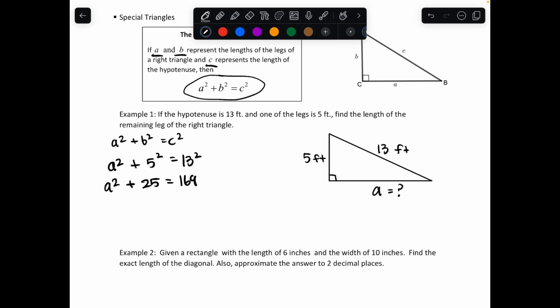Now I'm going to subtract 25 from both sides to get A squared by itself. And so we're going to have that A squared is equal to 144. Now, I don't want A squared, I want A. So I can get rid of our square by square rooting. And so we get that A is equal to 12 feet. And that is the length of our missing side. So let's try it again with number 2.